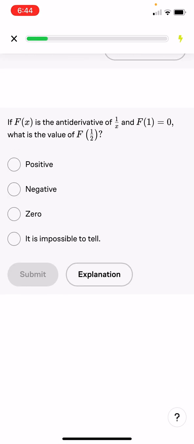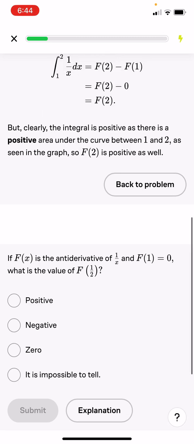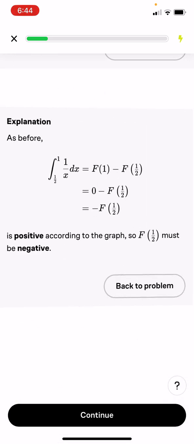If f(x) is the antiderivative of 1 over x, and f(1) is 0, what is the value of f(1/2)? Wouldn't it be negative? Okay, good. As before, the integral from 1/2 to 1 of 1 over x dx equals f(1) minus f(1/2), which equals 0 minus f(1/2), which would equal negative f(1/2). The integral is positive according to the graph, so f(1/2) must be negative.